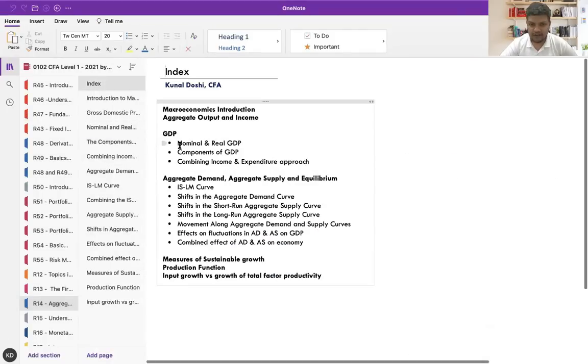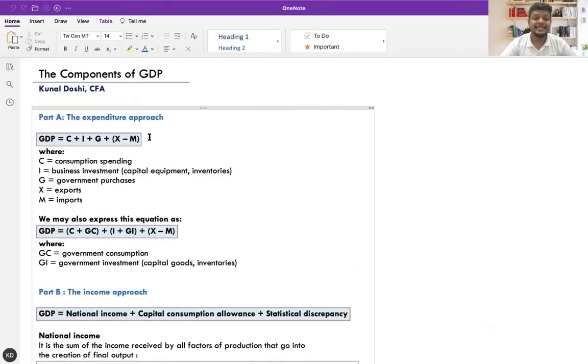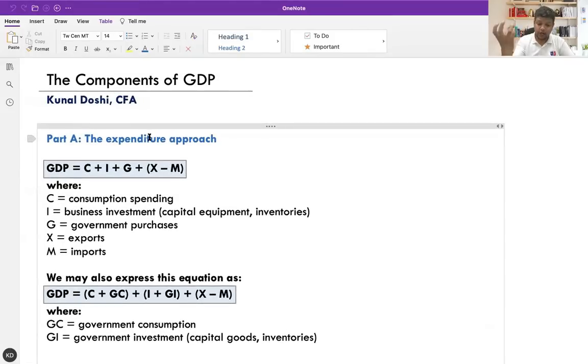So this is what we've covered, nominal and real GDP. And now we are going to focus on the components of GDP. How is the GDP made up? What exactly is included in the GDP? So can you repeat what is GDP? What is the meaning of GDP? The total value of goods and services produced during the year. Correct? That's what we will be focusing on, the aggregate output.